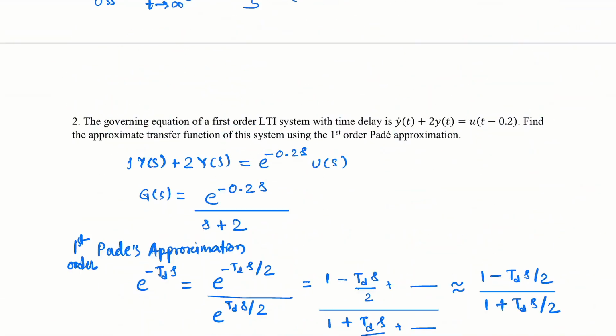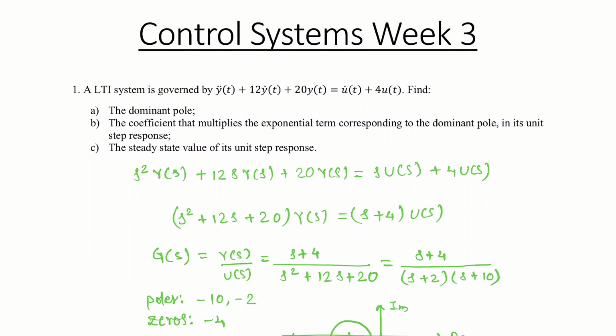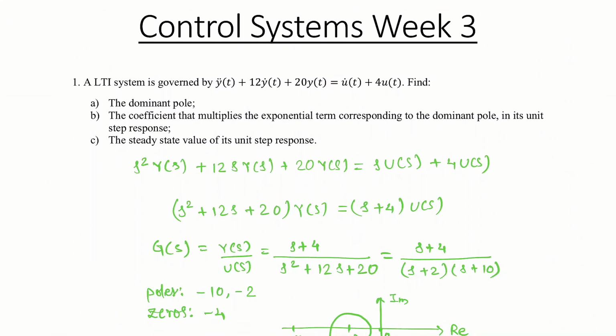All right, so let's quickly go through a recap of question 1. An LTI system is governed by this equation. We have to find the dominant pole, the coefficient that multiplies the exponent of the term corresponding to the dominant pole, and its unit step response. So first, we took the Laplace transform of the governing equation and then substituted zero initial conditions, and after taking the y of s and u of s terms common, we came to the transfer function g of s, which is y of s over u of s.